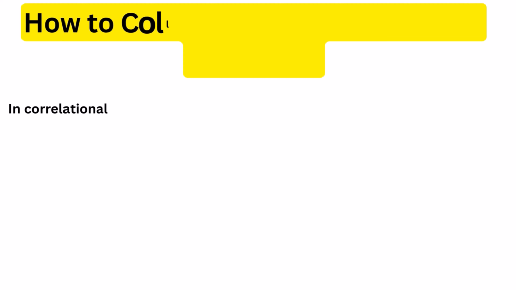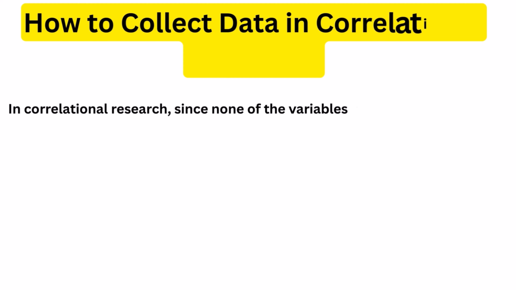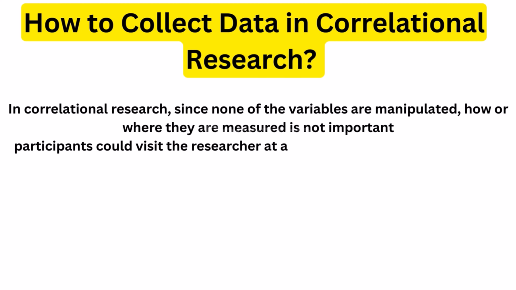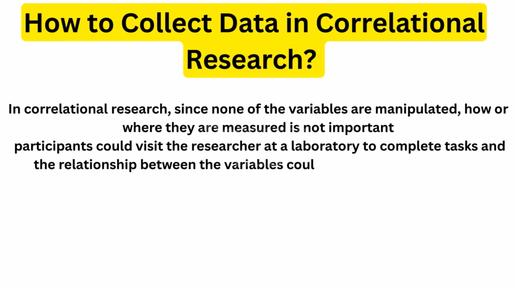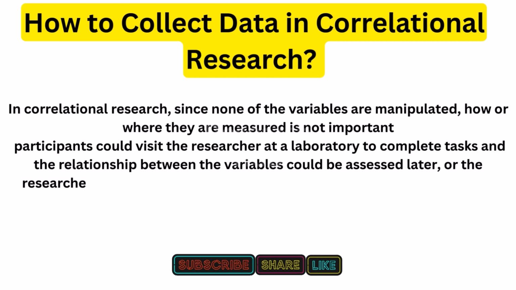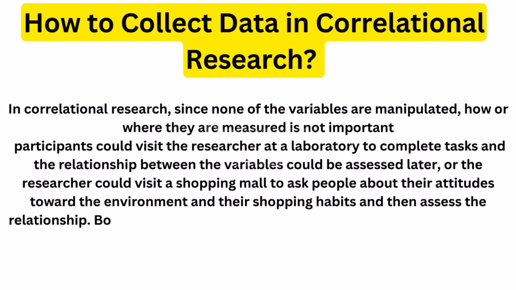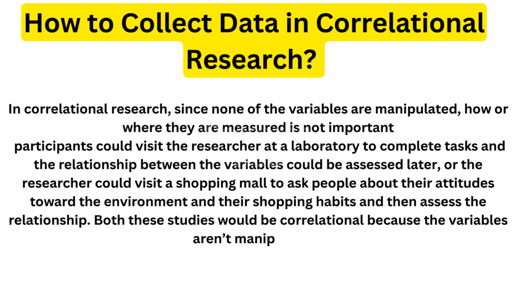In correlational research, since none of the variables are manipulated, how or where they are measured is not important. For example, participants could visit the researcher at a laboratory to complete tasks and the relationship between the variables could be assessed later. Or the researcher could visit a shopping mall to ask people about their attitudes toward the environment and their shopping habits and then assess the relationship. Both these studies would be correlational because the variables aren't manipulated.